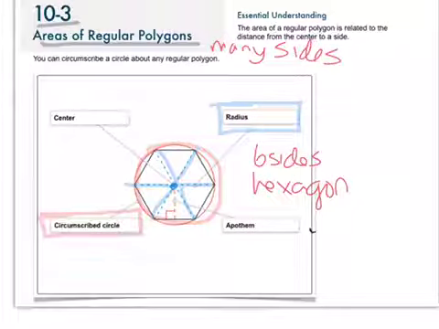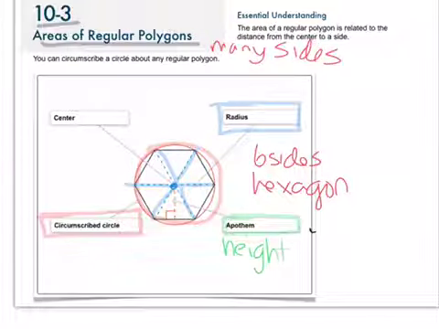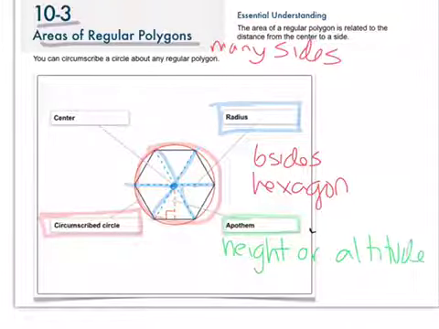Now, a new word for us today that we have not seen before is an apothem. The apothem of a polygon is going to be the height, or you could also say the altitude. All synonyms. If you notice with this apothem, it starts at the center and it goes all the way to a side of the polygon.